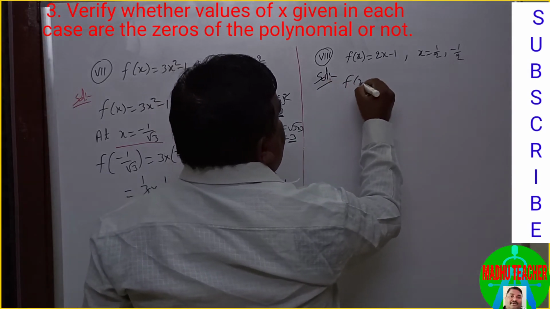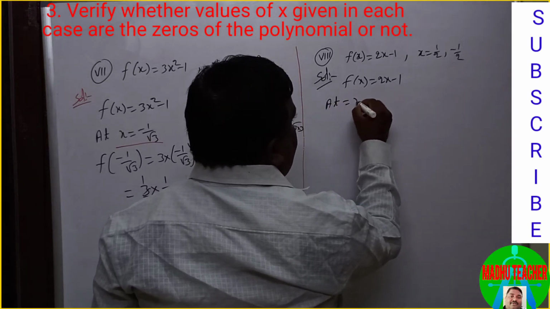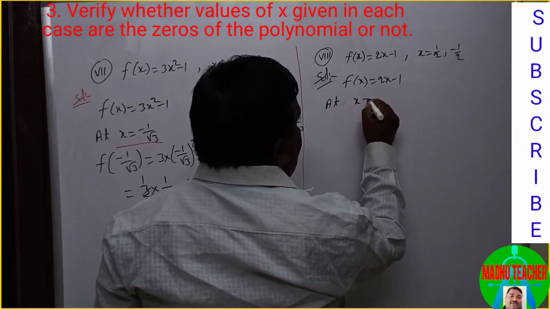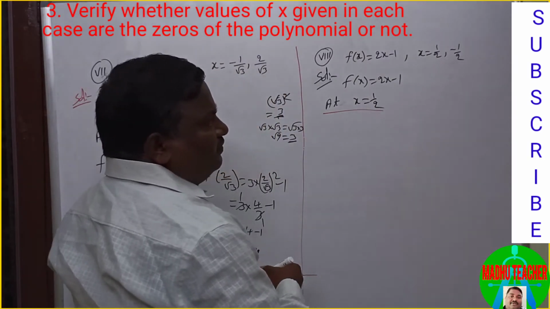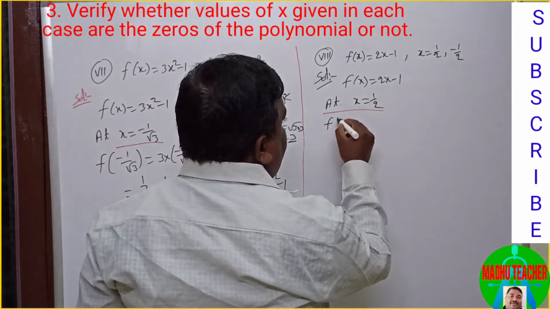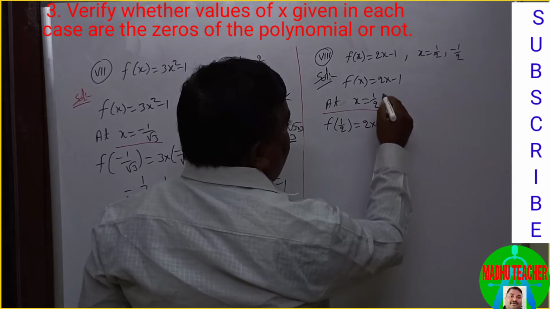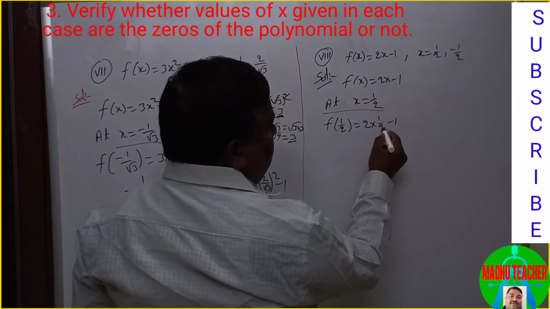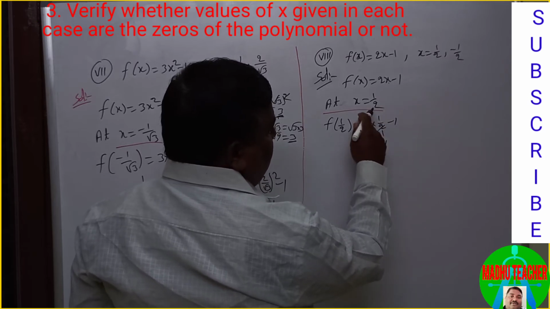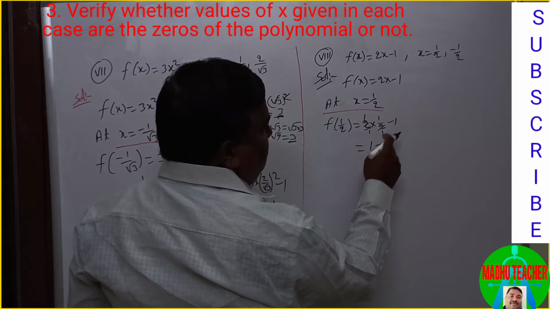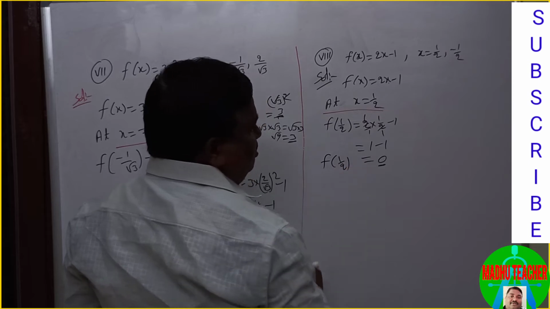What is given? f of x equal to 2x minus 1. First one, you have to find at x equal to 1 by 2. Substituting that value, f of 1 by 2 equals 2 into 1 by 2 minus 1. In place of x, we wrote 1 by 2. 2 ones are 2, it is in the numerator. 1 into 1 is 1, 1 by 1 is 1, minus 1. 1 minus 1 is 0. So f of 1 by 2 equals 0.